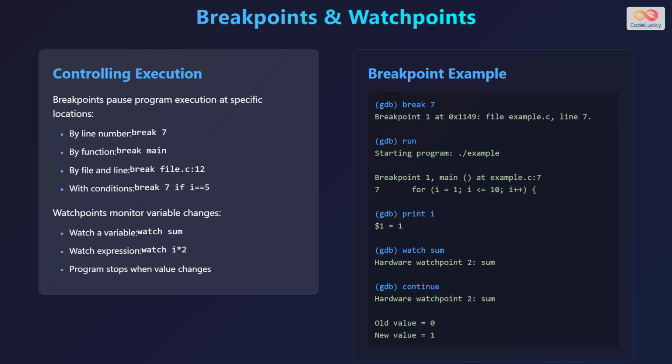Breakpoints and watchpoints are essential tools for controlling program execution. Breakpoints pause the program at specific locations, such as a line number, function, or file and line. You can also set conditional breakpoints that trigger only when a specific condition is met. Watchpoints, on the other hand, monitor variable changes. When a watched variable or expression changes value, the program stops, allowing you to examine the cause of the change.